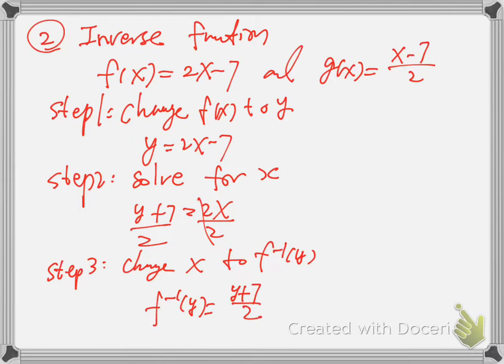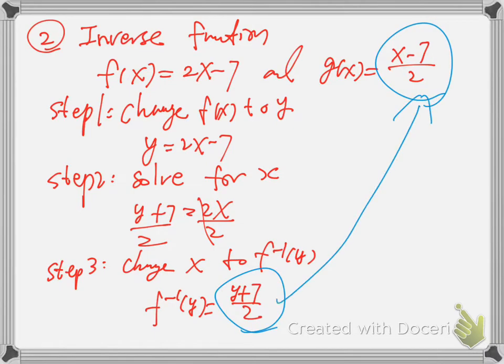And then we compare this and the function g. They are different. Here is minus 7, here is plus 7. The letters don't matter. Here the input is y, here the input is x. We can use any letter, but the structure is different. Here is minus 7, here is plus 7. So they're not the same. So f and g are not inverses of each other.